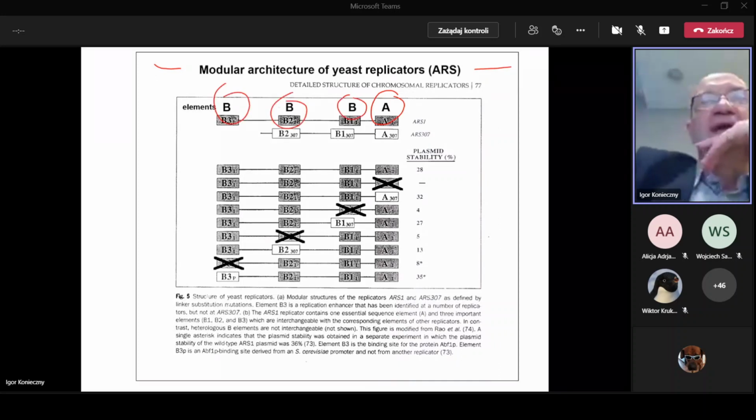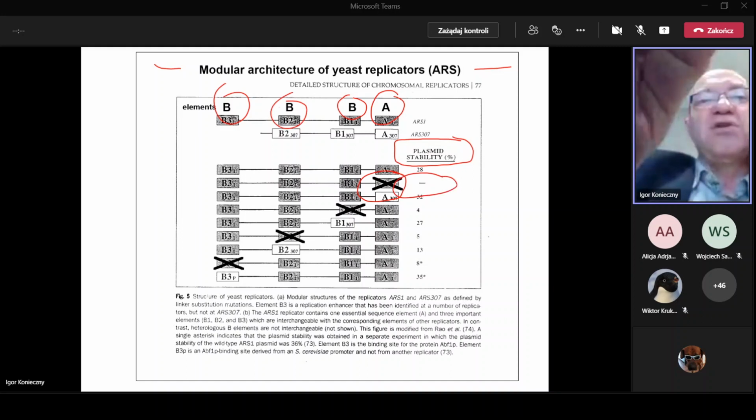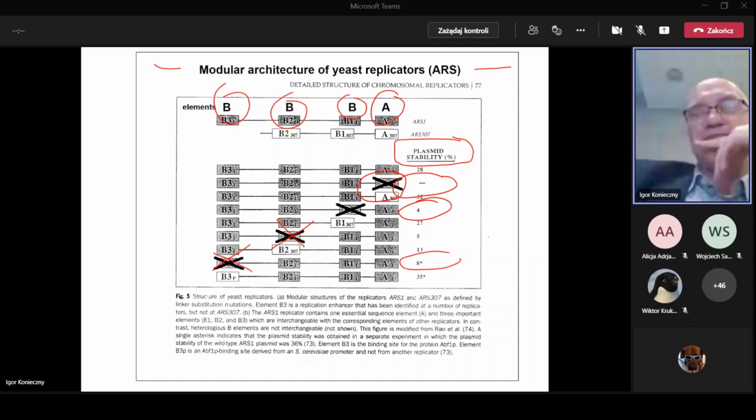And when you look at the plasmid stability, which can identify what structure is required for the activity of this replication origin, you see that the A part is absolutely essential because there is no replication activity without it. However, deletion of some parts like B or deletion of D still gives some replication activity, but it's very diminished.